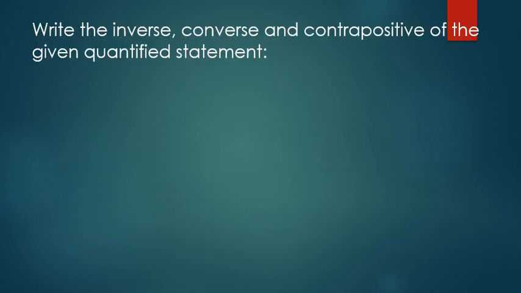Last thing I want to talk about and go over in this video is writing the inverse, converse, and contrapositive of a given quantified statement. So suppose you have this statement right here. For all x in R, that's the set of all real numbers, if 5x is less than 245, then x is less than 49. So we're going to write the inverse, the converse, and the contrapositive of this given quantified statement.